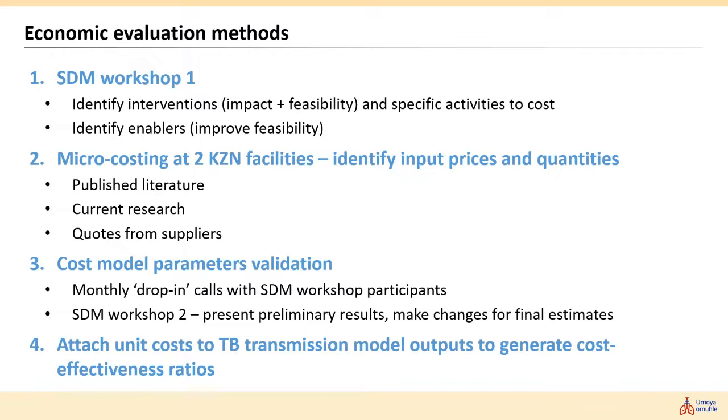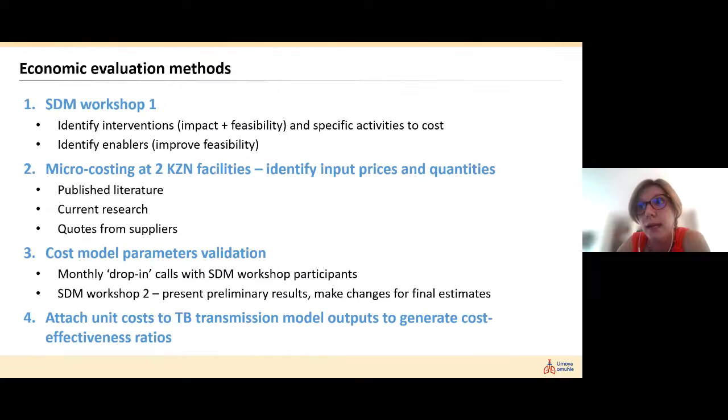And then we went off and built a cost model of intervention activities, enablers and the consequential costs of TB treatment and ART, using costs and quantities of inputs gathered from the literature, from ongoing research, and quotes from local suppliers. Then the unit costs were validated with the system dynamics modeling participants at a second workshop. And lastly, the unit costs of TB and ART care were attached to the outputs from the community TB transmission model that Nikki described to generate cost effectiveness ratios under different intervention scenarios.